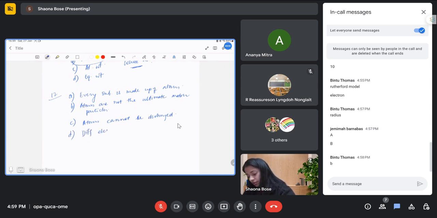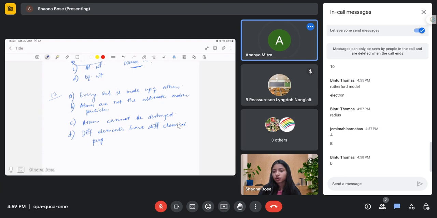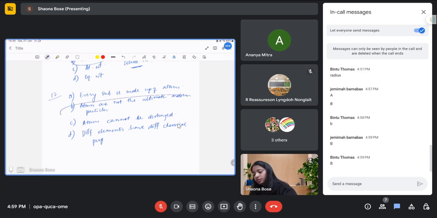And the last statement is different elements have different chemical properties. Okay, so these are my sentences. So you tell me that according to Dalton's atomic theory, which is the wrong statement? Option B. Exactly correct.